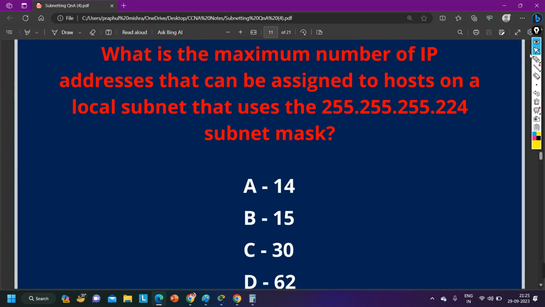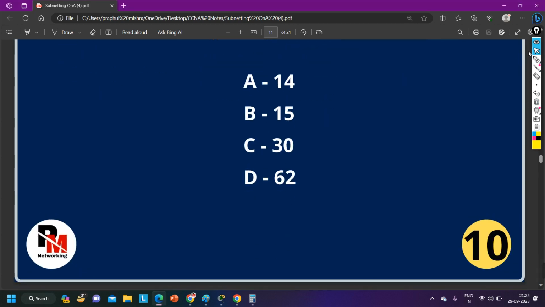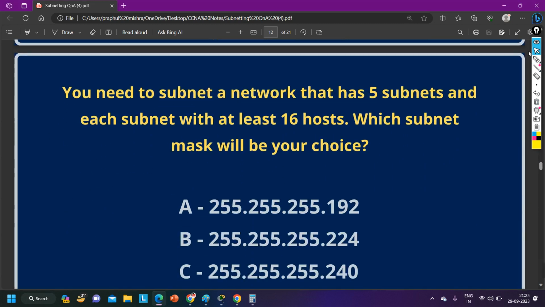Then let me check, is there any difficult question? What is the maximum number of IP addresses that can be assigned to hosts on a local subnet that uses the 255.255.255.224 subnet mask? It is very easy, right? Block size is 32. That means the number of valid hosts is 30.